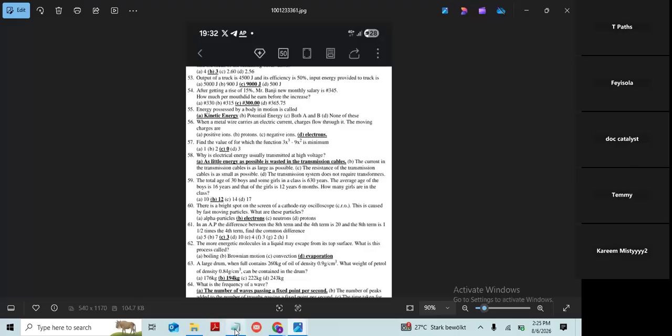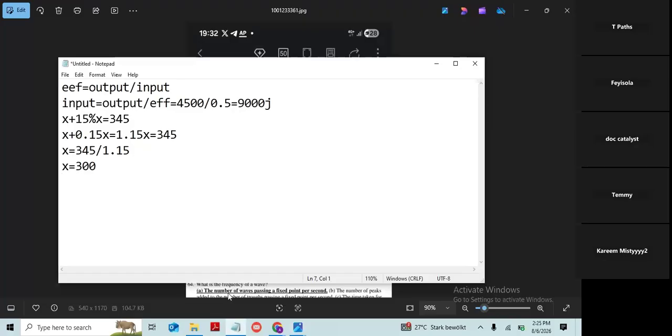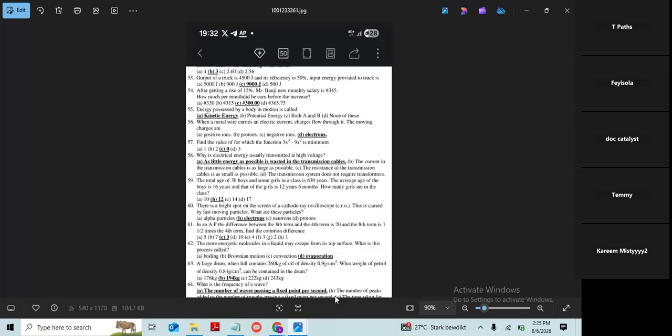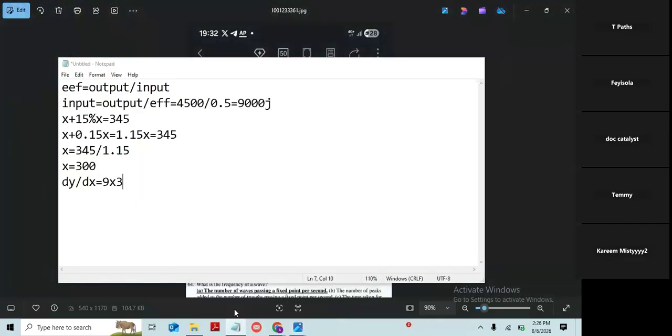Now using the first derivative, dy/dx will be equal to what? From the question, I'm bringing the equation back, which is 3x cubed minus 9x squared.